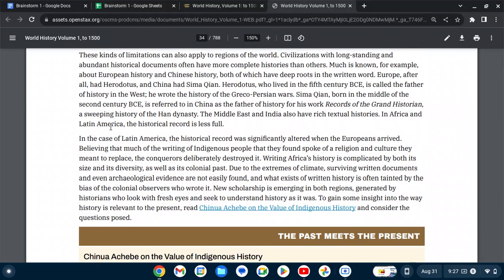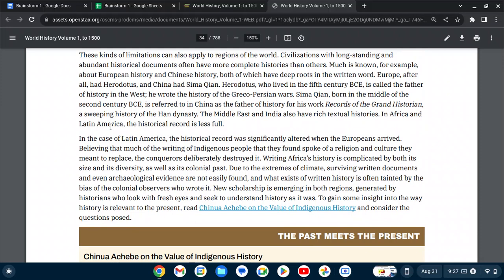These kinds of limitations can also apply to regions of the world. Civilizations with long-standing and abundant historical documents often have more complete histories than others. Much is known, for example, about European history and Chinese history, both of which have deep roots in the written word. Europe, after all, had Herodotus, and China had Sima Qian.